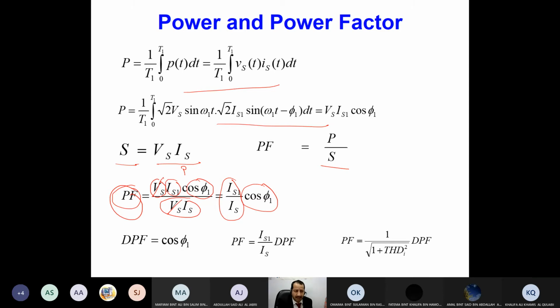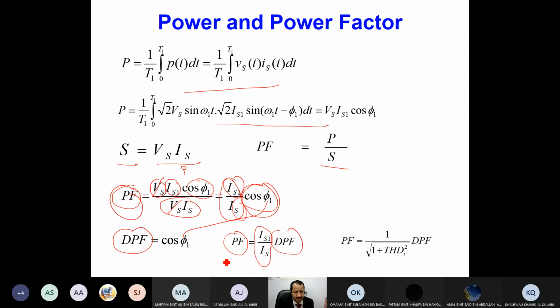But this tells me that my power factor is no longer simply cosine phi. No, it is cosine phi 1 times I_S1 over I_S. And if I define cosine phi 1 as DPF, displacement power factor, then power factor will be the displacement factor, which is cosine phi of the fundamental, times the fundamental over the original function.